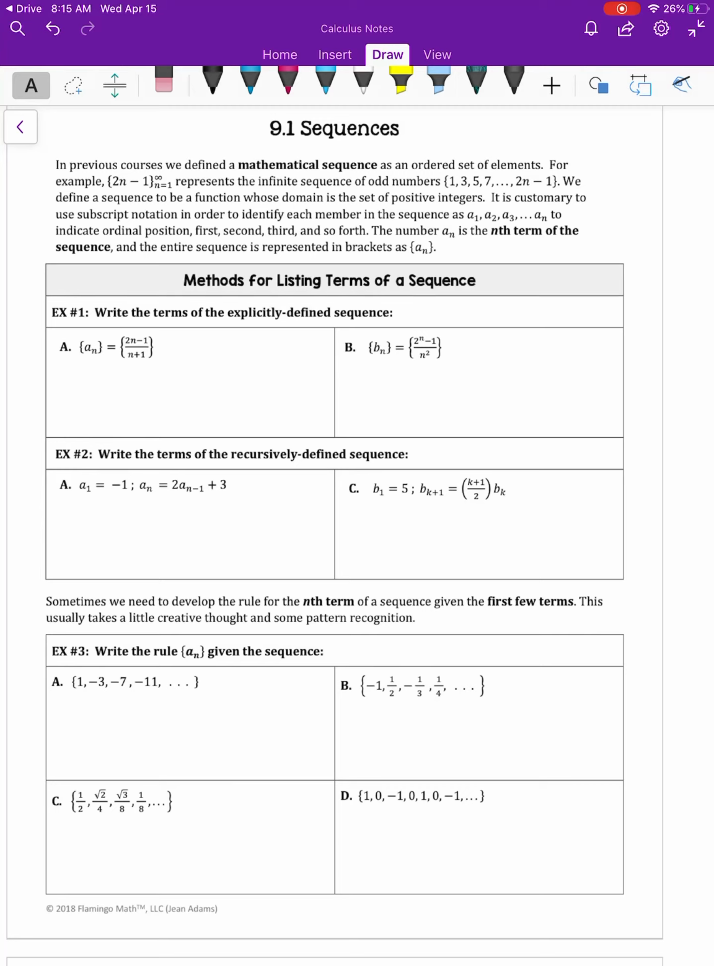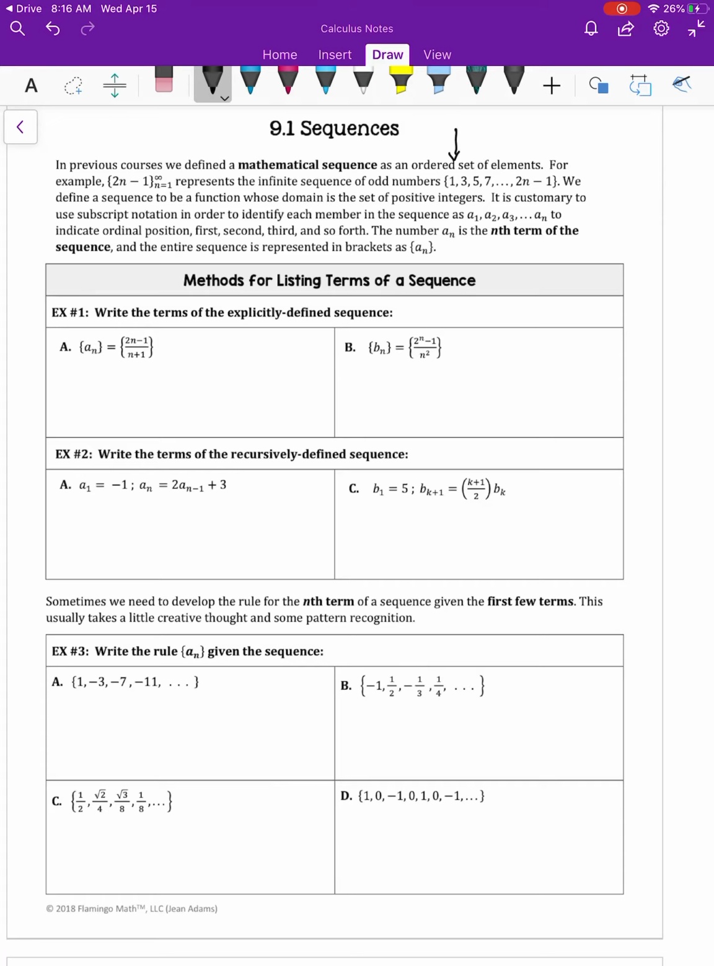9.1 Sequences. In previous courses, we defined a mathematical sequence as an ordered set of elements. For example, 2n minus 1 from n equals 1 to infinity represents the infinite sequence of odd numbers. We define a sequence to be a function whose domain is the set of positive integers.